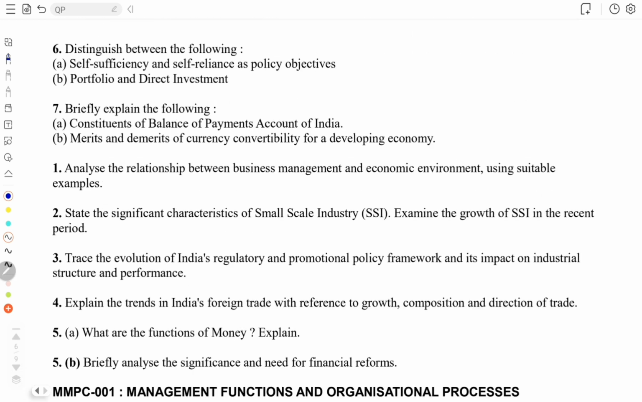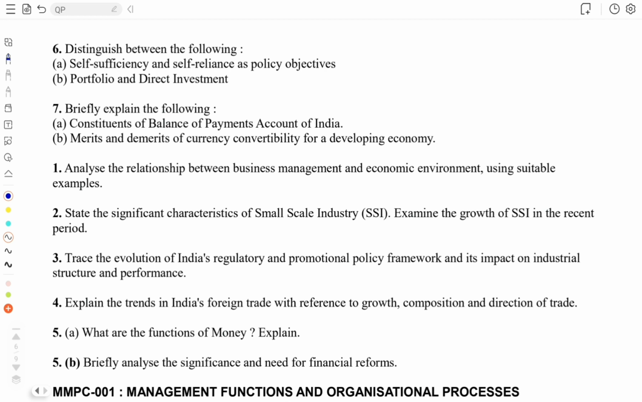So the next question is to distinguish between the following. The first one is self-sufficiency and self-reliance as policy objectives. So self-sufficiency, you can say about Atmanirbhar Bharat, ability to maintain without foreign aid. Okay, and self-reliance, you can talk about control over decision making. That is the cap, limiting the cap of FDIs to a certain percentage in certain industries and such things you can write. Okay, portfolio and direct investment.